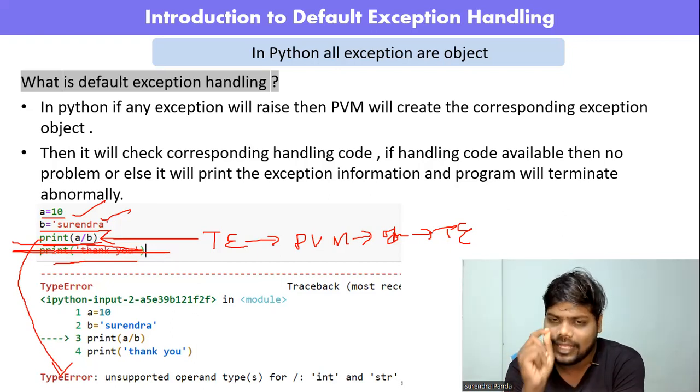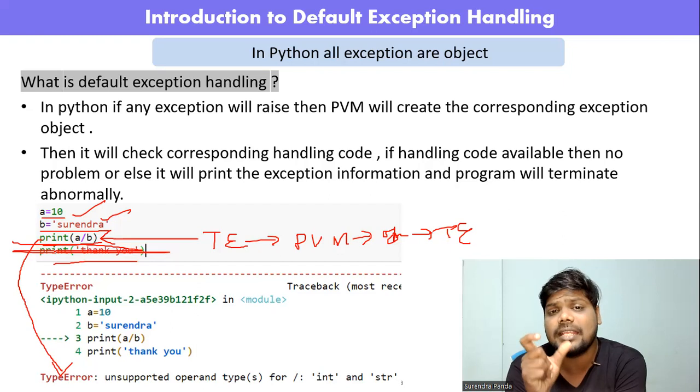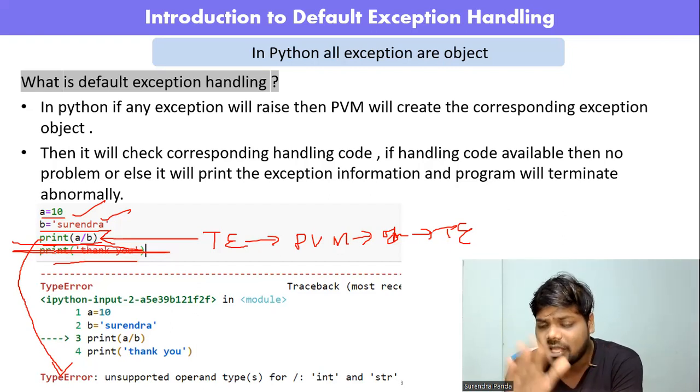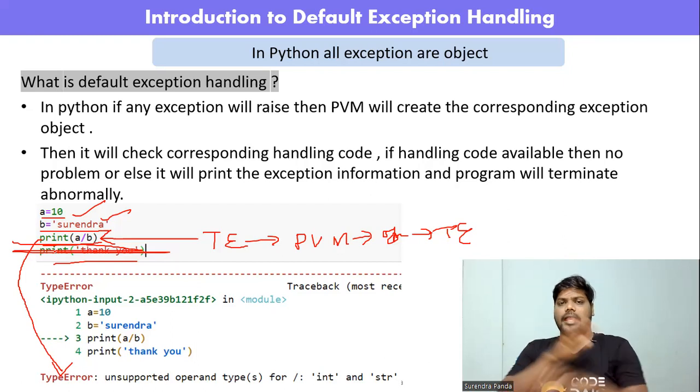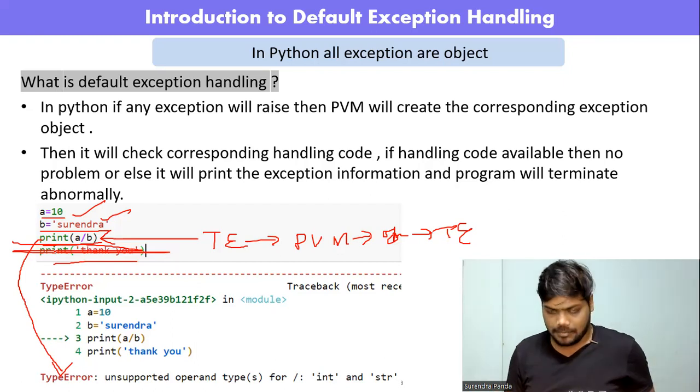Okay. Any doubt? Again, one more thing. In default exception handling, if an exception occurs, then the Python virtual machine will create the corresponding object for the corresponding class. Then it will check whether the handling code is present or not. If handling code is present, then okay. If handling code is not present, then it will stop the flow of execution abnormally by printing the exception information. Any doubt? Inject these things in your mind.